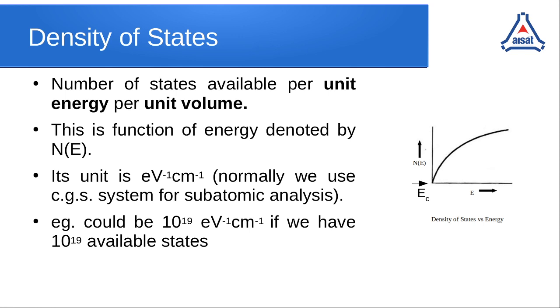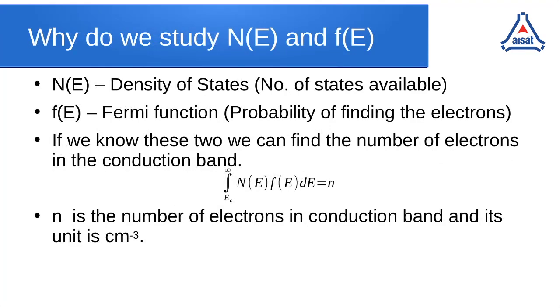So that density of state gives us the idea of the number of available energy states. Now the question is, why are we studying the Fermi function and density of state, or the number of states available and the probability of finding the electrons?